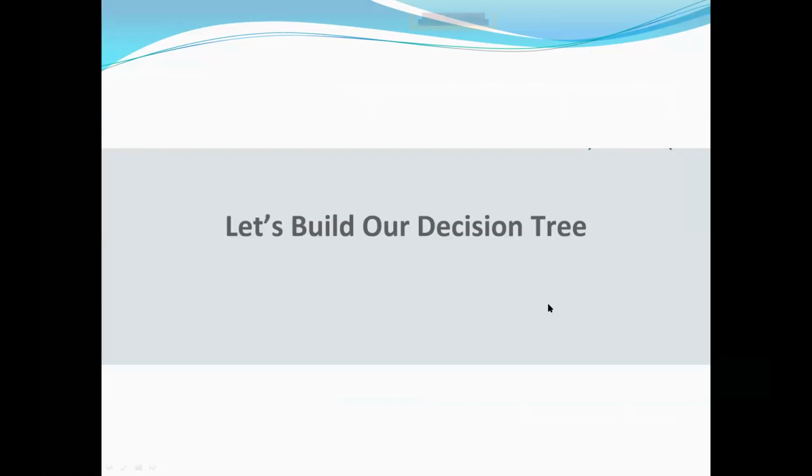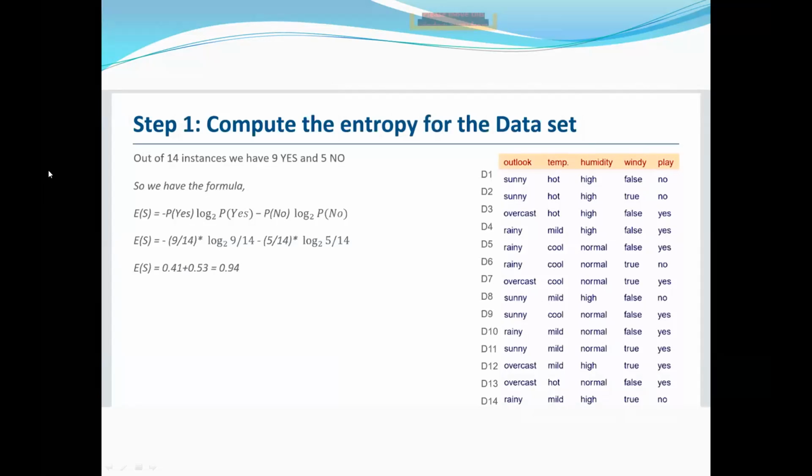Let us build our decision tree. Now I am going to build the decision tree for this particular data, right? Out of 14 instances, we have 9 yes and 5 no in our data set. Here I am going to measure the randomness of this particular data, that means whether this particular data has impurity or not, right?